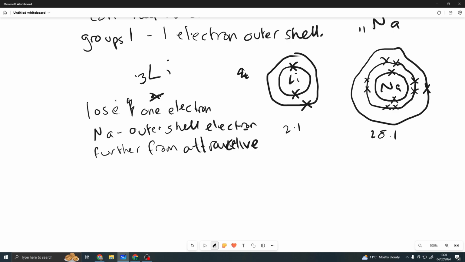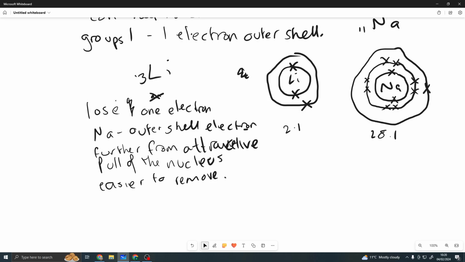from the attractive pull of the nucleus. It is, therefore, easier to remove. Fantastic. Now, you do the exact opposite of that. You can say in lithium, it's closer to the attractive pull of the nucleus, therefore it's harder to remove. That is absolutely fine. Okay, so that is group 1.